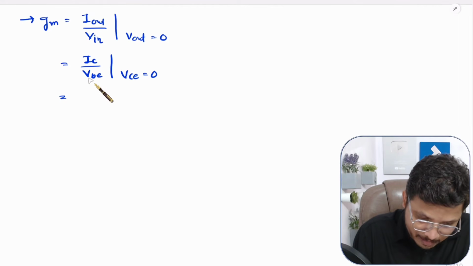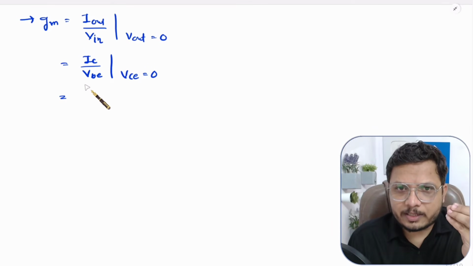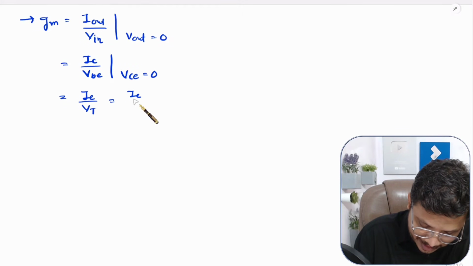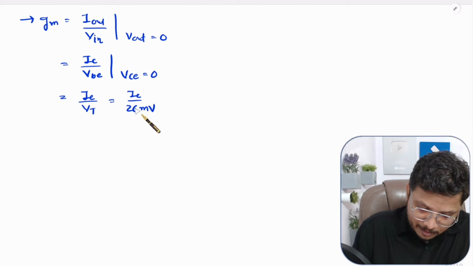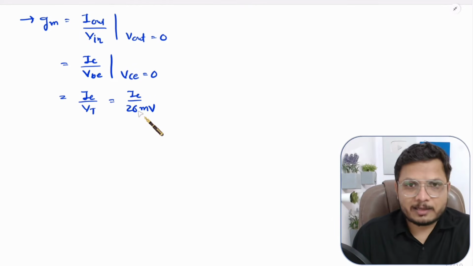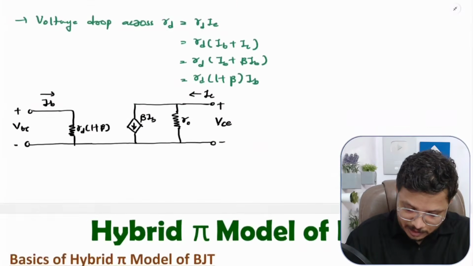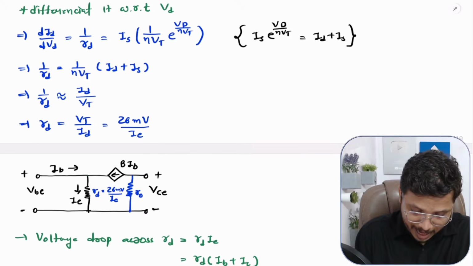So one should know, this is IC by VBE, right. VBE is the thermal voltage. If I say it is VT, then the value of VT that one should know is 26 millivolts. So here, IC by 26 millivolts. That relation I have explained in my last video as well. If you have seen that video based on the RE model, in that I derived this RD, that is VT by ID, where VT is 26 milli and ID was IE, right. So RD was 26 milli divided by IE.